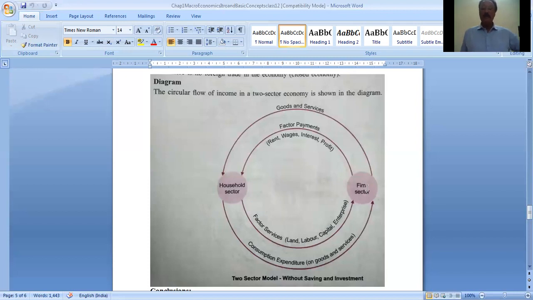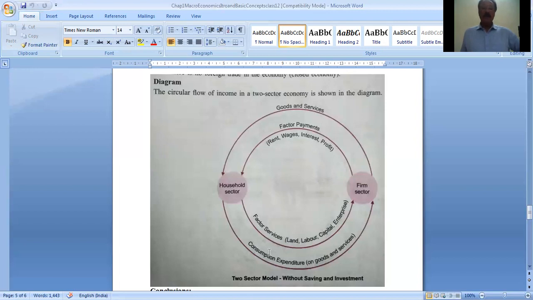And the firm sector, in return for these factor services, they provide factor payments to the household sector in the form of, easy to remember, land is given rent, labor is given wages, the capital which is provided is paid its interest, and the enterprise, they get profits.